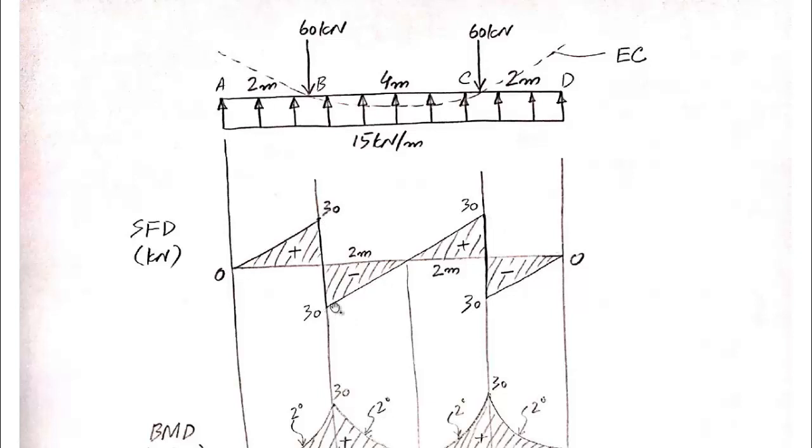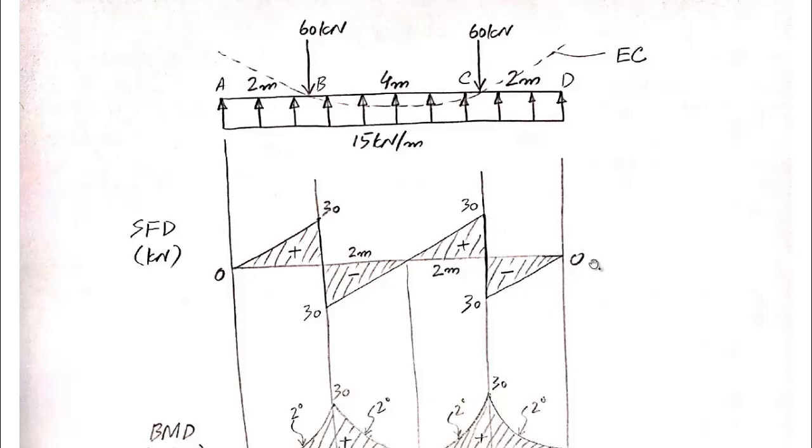Then portion BC, one value is negative 30. At point C, the value is positive 30 and the equation is first degree, so we will join these 2 points with a straight line. And then the value of shear for point C from portion CD side is minus 30 and the value of shear at point D is 0. So we will join these 2 points together, and this is a straight line because the equation of shear for portion CD is a first degree equation.